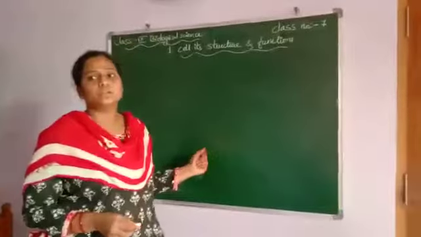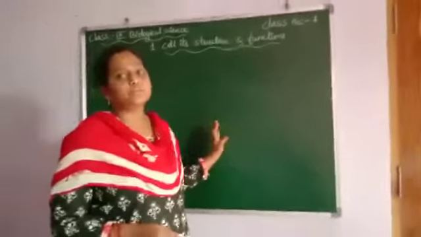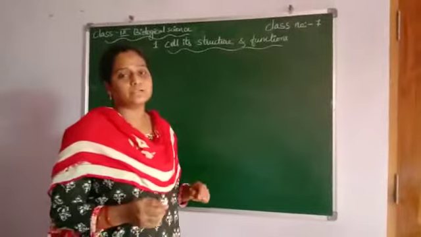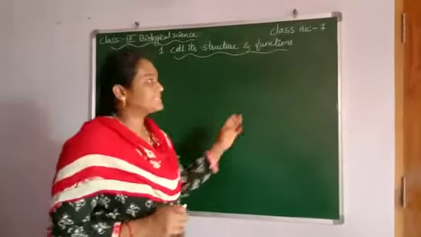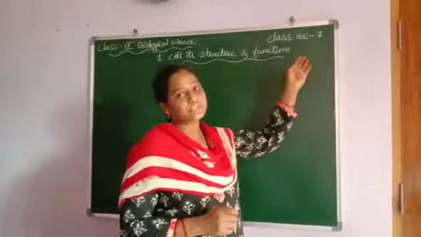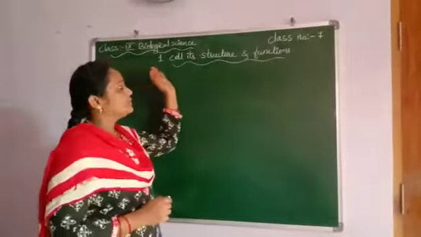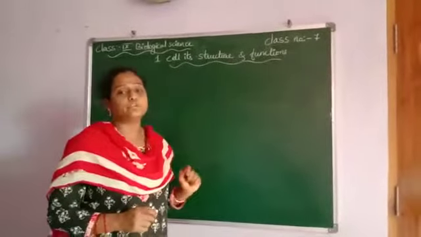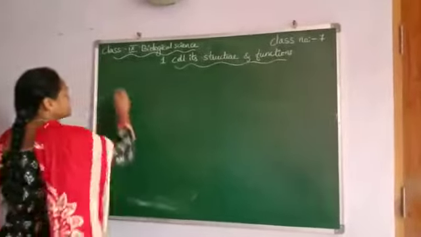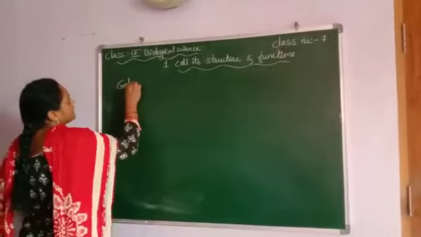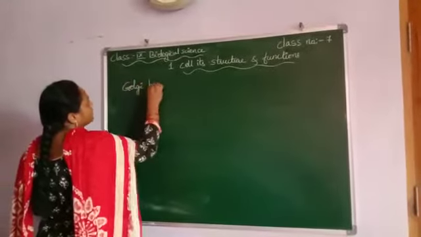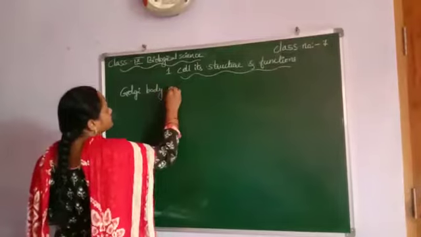We have studied about endoplasmic reticulum, smooth endoplasmic reticulum and rough endoplasmic reticulum in class number 6. Now in class number 7, 9th class, first lesson, we are going to learn about Golgi body or Golgi complex.